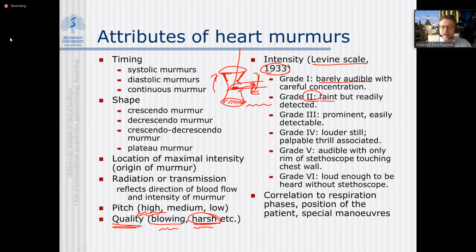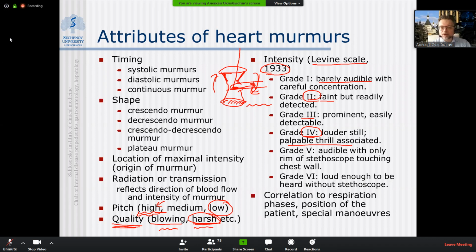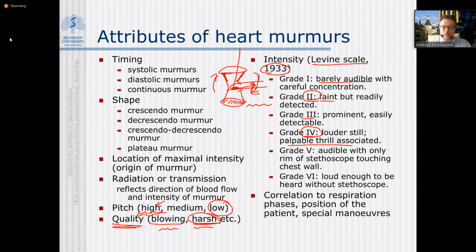Louder and even louder than third degree and palpable means that there will be fourth grade murmur. By the way, please pay attention that typically low pitch murmurs will be more easily palpable. High pitch murmur will be palpable only if it's very loud, very intensive. It's also possible, but low pitch murmurs will be more easily perceived by your hand. It will be something like tactile parameters, vocal parameters.